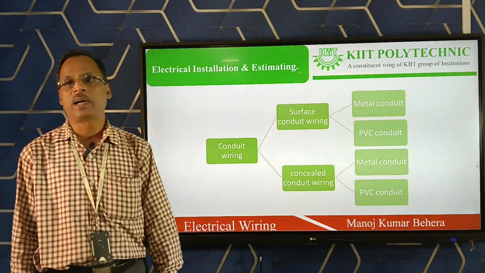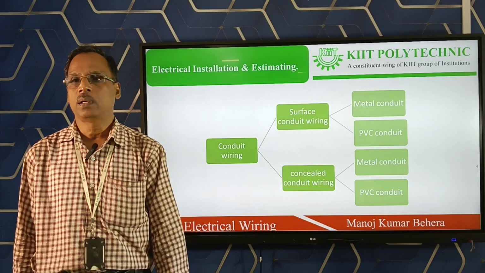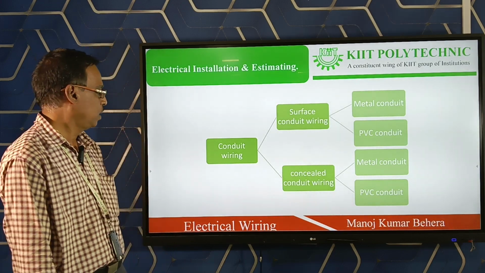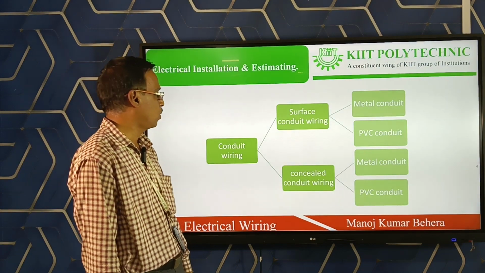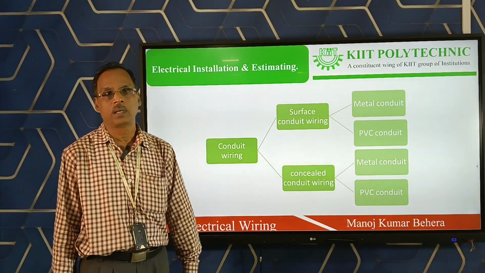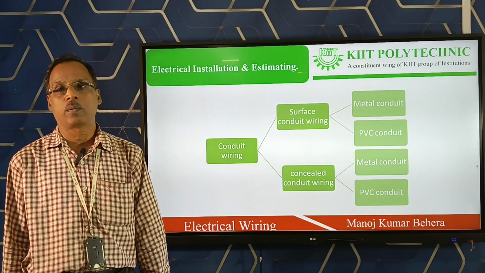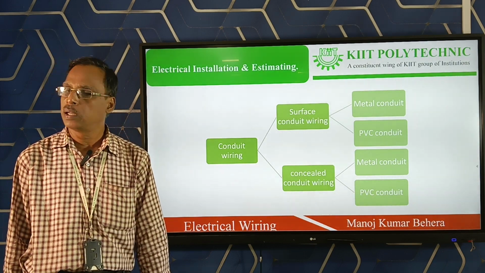Next, a very important type of wiring is conduit wiring. Nowadays we are using conduit wiring. There are different types of conduit wiring. Conduit wiring is classified into two types, that is surface conduit wiring that runs over the surface of the wall, and the next one is concealed conduit wiring. Concealed conduit wiring runs inside the wall.